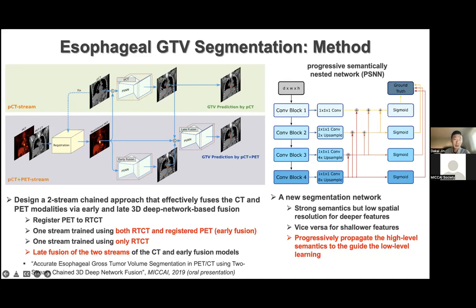And after getting these two predictions, the CT predictions and the early fusion model predictions, a late fusion block can further refine the results to give a final GTV result once your PET and the CT are all available. And one of the good things about this framework is that for some hospitals, if the PET images are not available, the CT model alone can still provide a reasonable GTV result. And in this MICCAI 2019 work, the PSN network structure is also proposed.